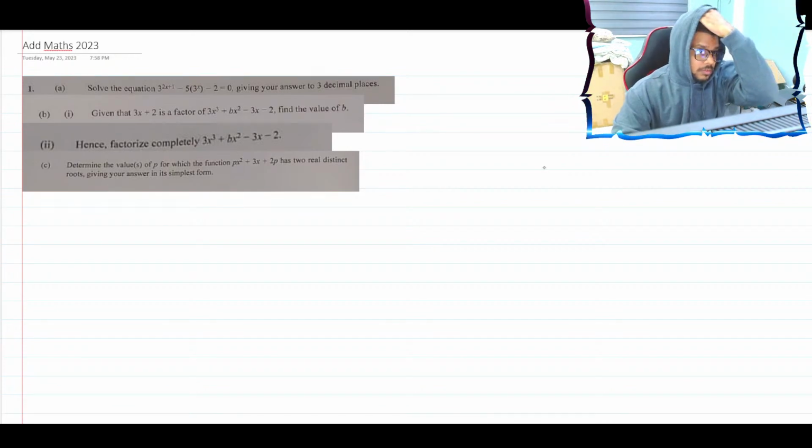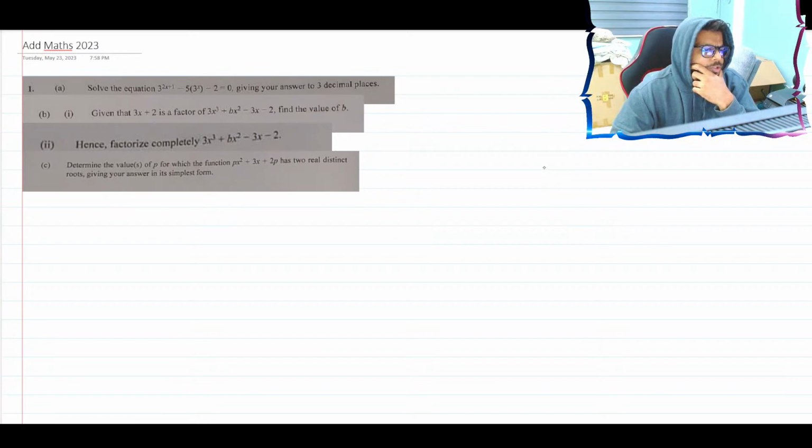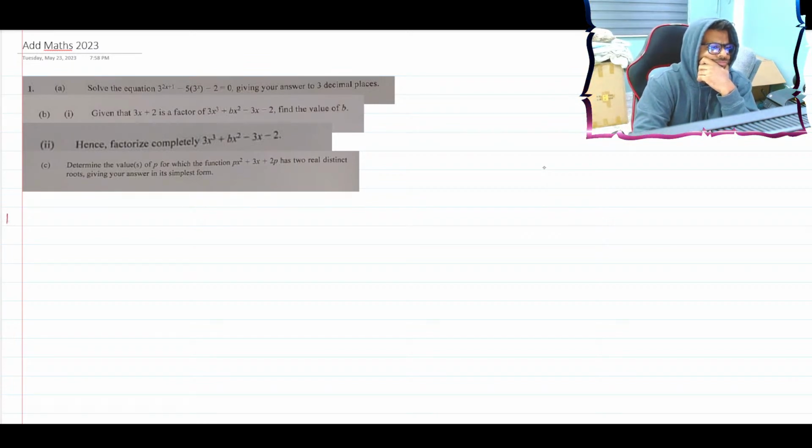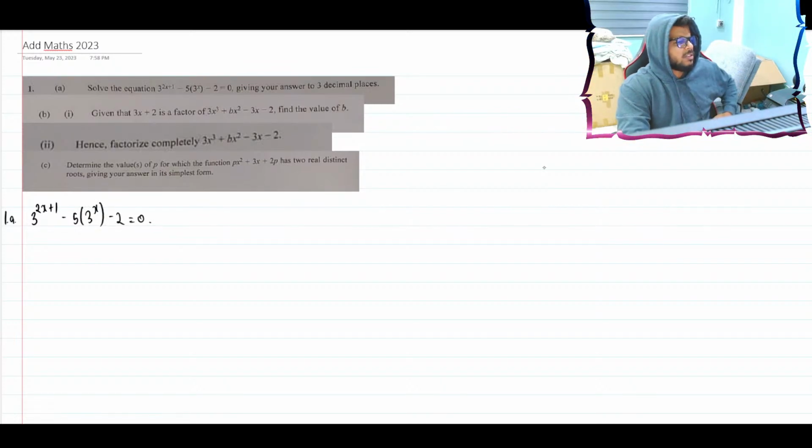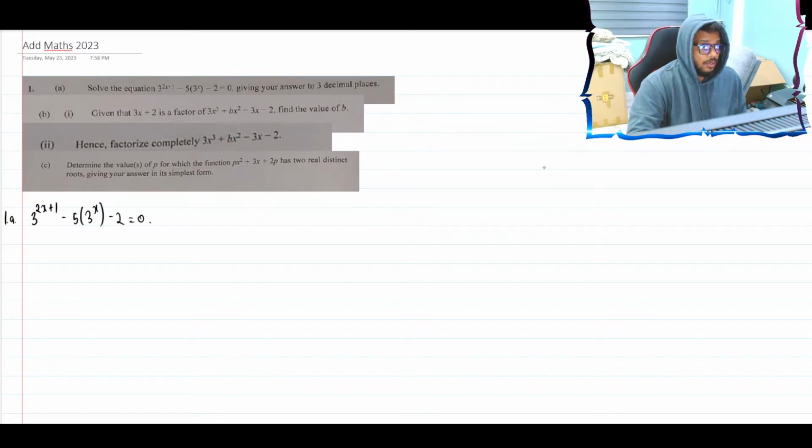Solve the equation 3 to the power 2x plus 1, minus 5 into 3 to the power x, minus 2 is equal to 0. Very strange to start with an indices question, a logs question. Alright, so it's a substitution question. So we have to let y be 3 to the power x.